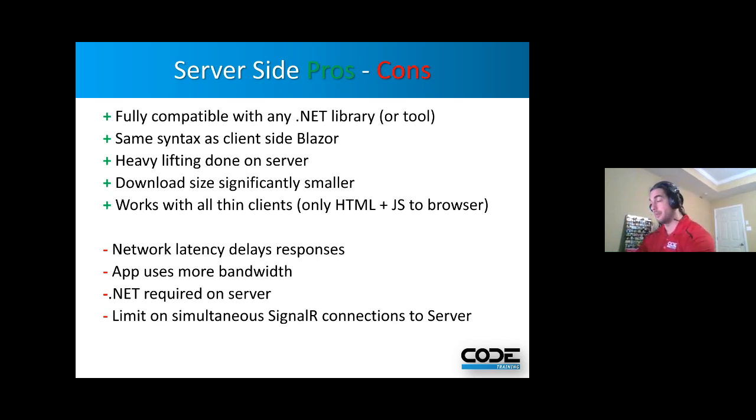The app uses more bandwidth. That shouldn't come as a surprise either, because instead of having an initial download to download the app to the client, you have a constant connection to the server, right? So every time you do something, every time you interact with the app, it goes back and forth through the SignalR connection from the client to the server.